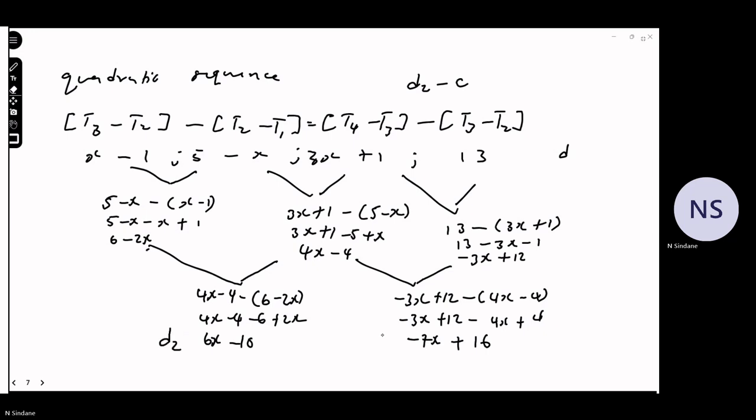Then remember, this represents your D2, your second common difference. This also represents your second common difference. Then we can equate the two, meaning 6x minus 10 equals negative 7x plus 16. Rearrange, I'm going to have 6x plus 7x.